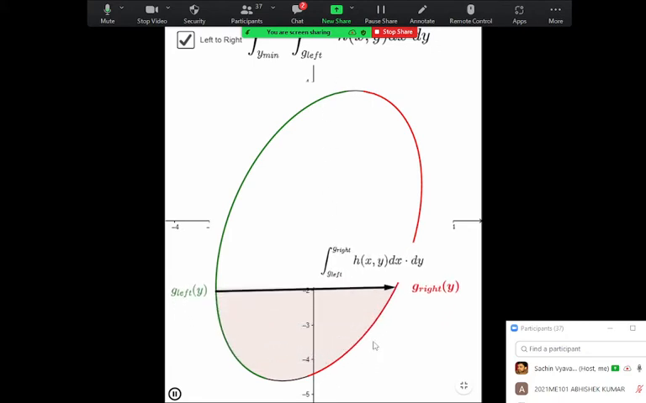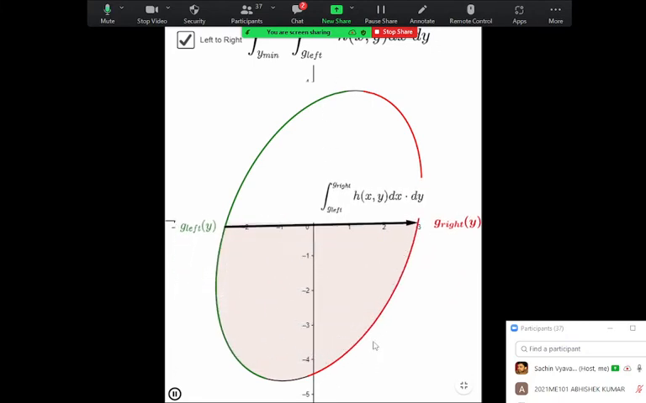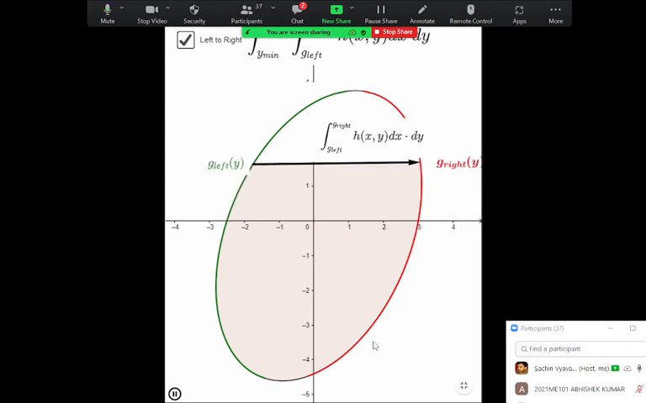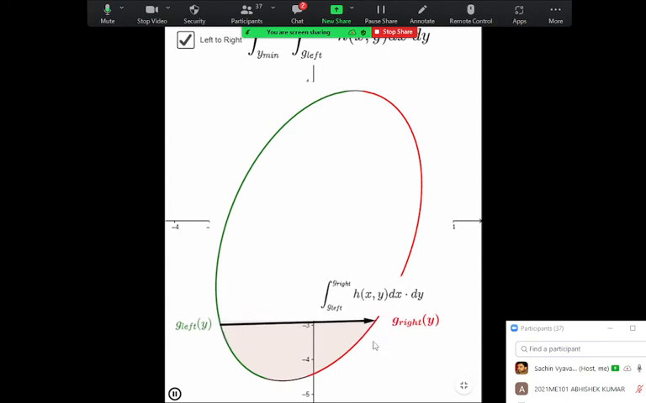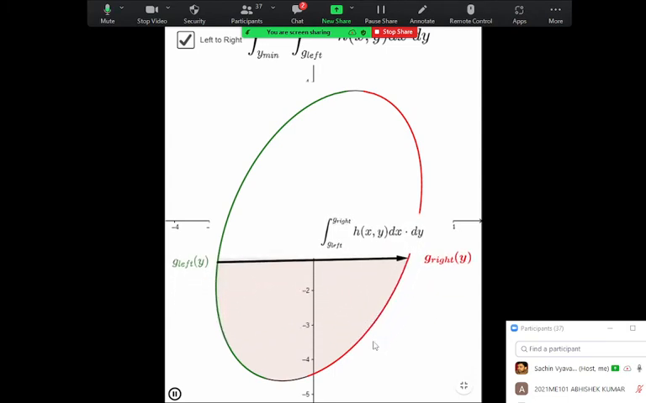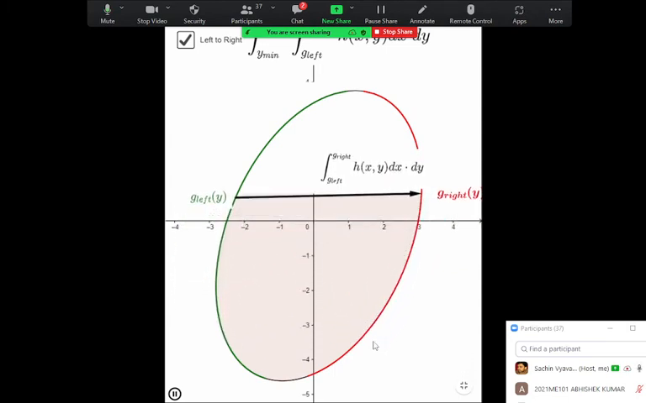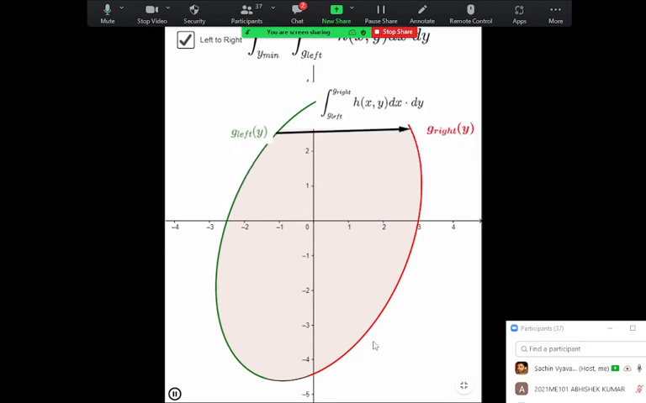The outer limits are always constant. So this is the way the entire area is covered. Mainly the strip is drawn and it is dragged from bottom to the top or left to the right. Is it clear? Now, is there any doubt?